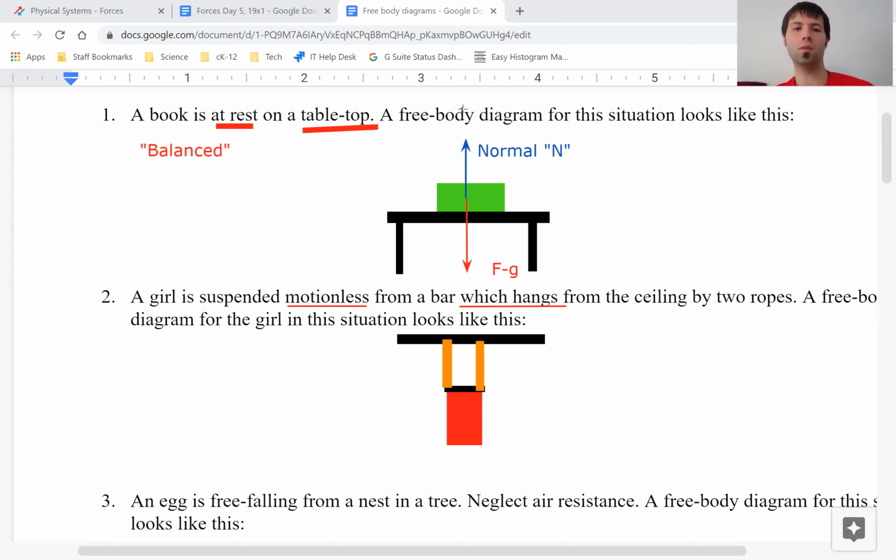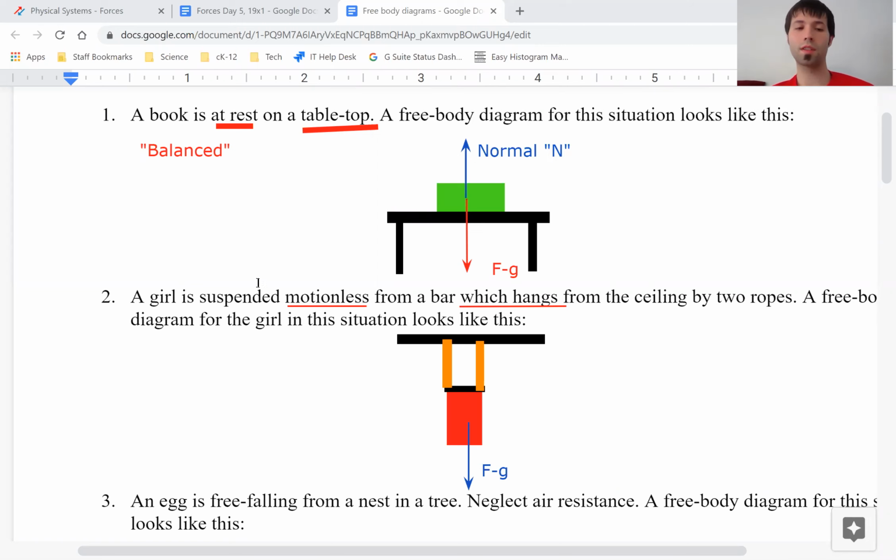Okay, so let's just get this force out of the way. The first easy cheesy force that's going to be in every single diagram that we're going to do is, you guessed it, gravity. So here's gravity. F sub g for gravity. Okay.